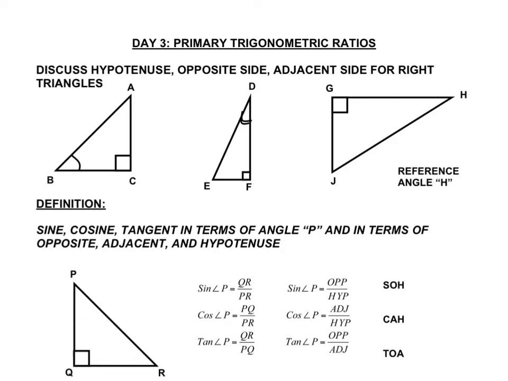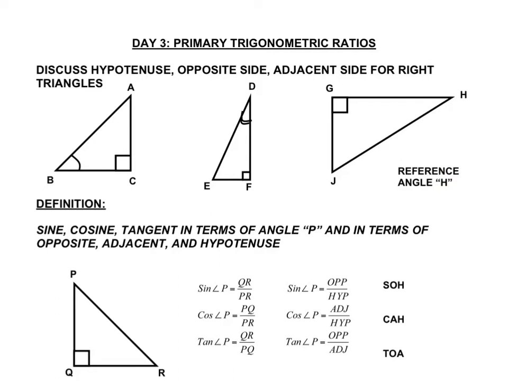It says discuss the hypotenuse and the opposite side and the adjacent side for the right triangles. So the indicated angle right here, they've indicated angle B because of this little arc here. Same with D. It's a double arc there. Or they can just say it, the reference angle is H. So we're going to go through and label this. So let's explain it first.